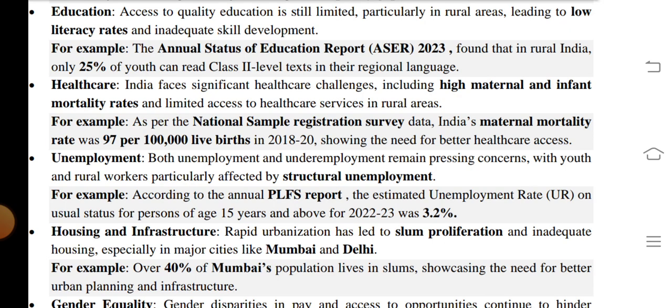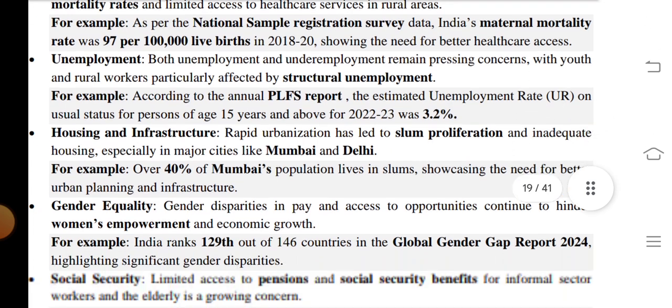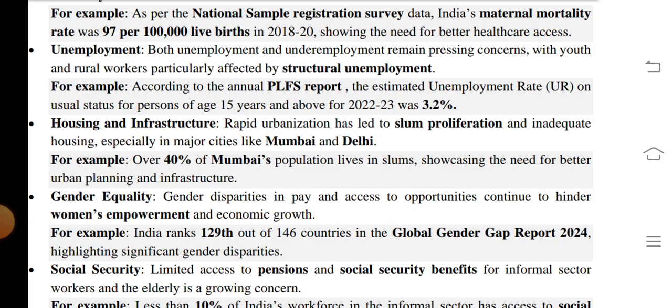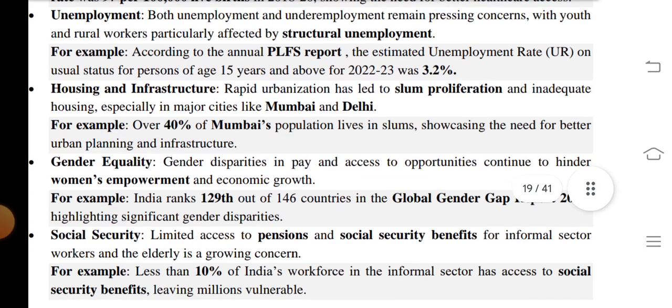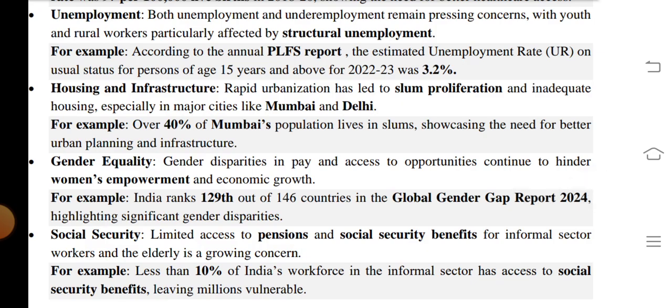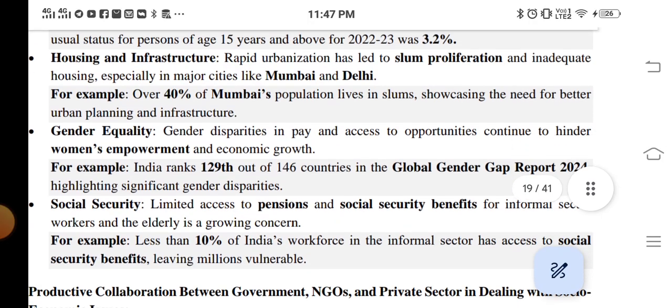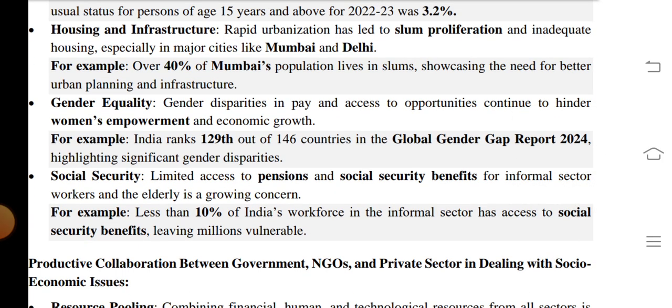Unemployment: both unemployment and underemployment remain a persistent concern, with youth and rural workers particularly affected by structural unemployment. For example, according to the annual PLFS reports, the estimated unemployment rate on usual status for persons of age 15 years and above for 2022-23 was 3.2%. Housing and infrastructure: rapid urbanization has led to slum proliferation and inadequate housing, especially in major cities like Mumbai and Delhi. For example, over 40% of Mumbai's population lives in slums.